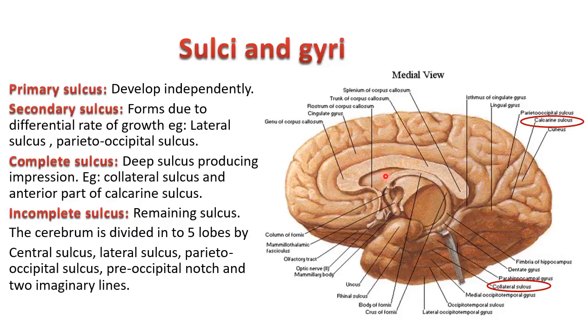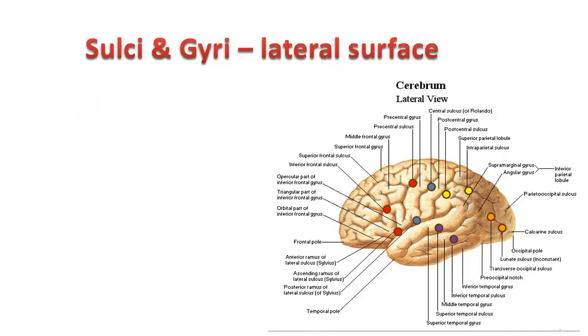Coming back to the lobes, mainly the five lobes I told you: frontal lobe, parietal lobe, temporal, occipital, and then the insula is considered a separate lobe. Mainly certain sulci are responsible for demarcating these lobes: the posterior ramus of the lateral sulcus, central sulcus, parieto-occipital sulcus, a notch, that is the pre-occipital notch, and two imaginary lines. So let us try to understand this one.